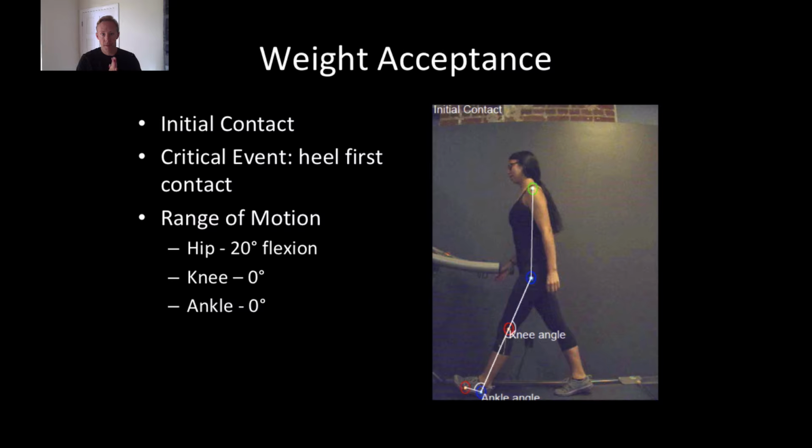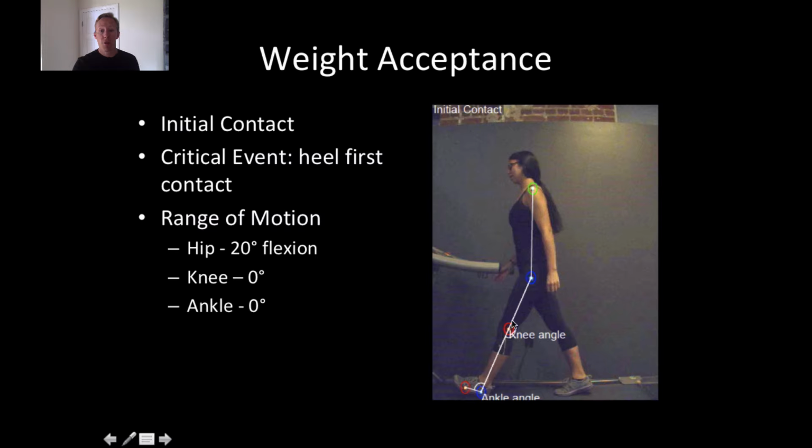Okay, so these next few slides, I know there's a lot of information, I'm going pretty fast, but this is where we're going to start looking at joint angles, and I'm going to be throwing a lot of numbers at you, so just go back and review this. It's not something you're going to remember most likely in one time through, so you'll have to go back and review it. So when we look at this weight acceptance functional category, we're going to look at the events within that. So initial contact. In a healthy gait cycle, we have a heel first contact. In terms of range of motion, the hip is at about 20 degrees of flexion in most people.